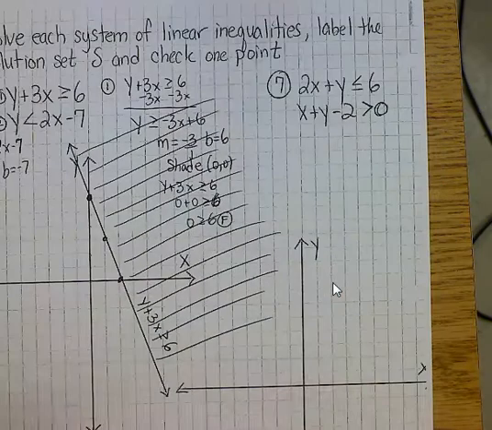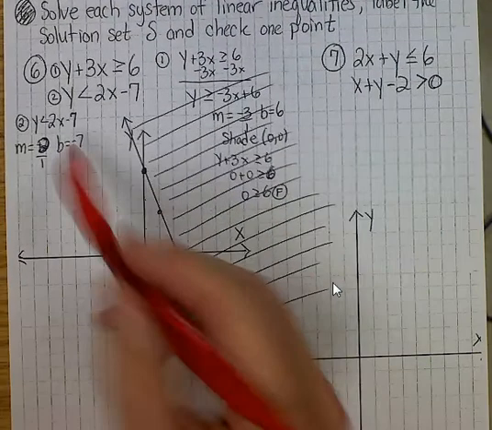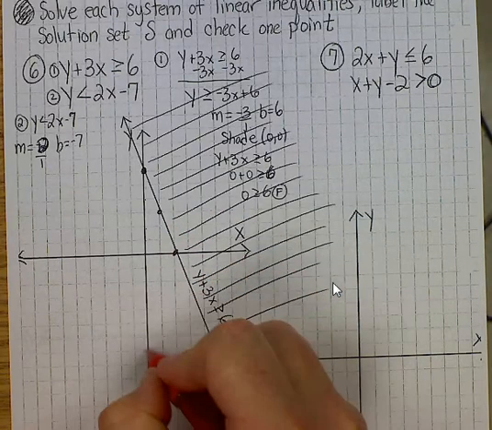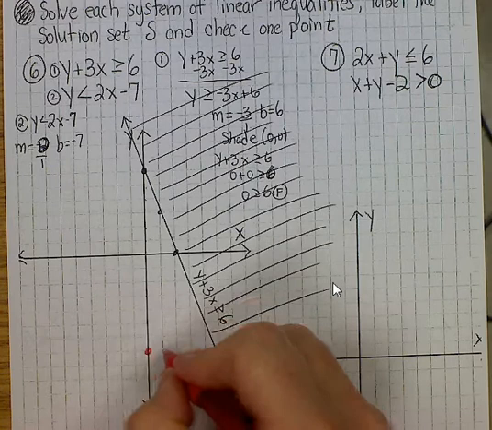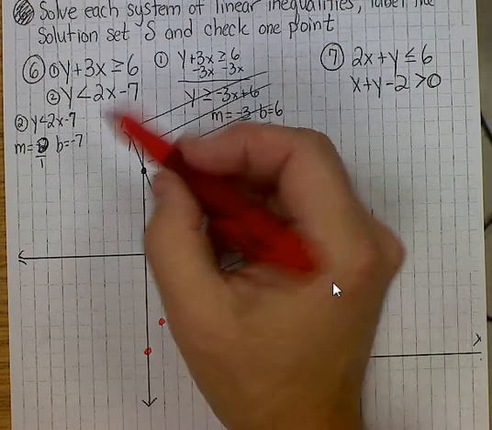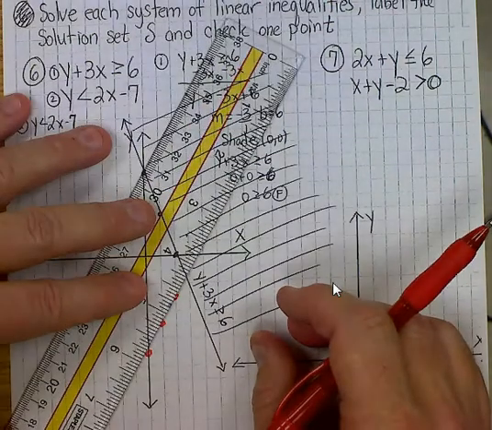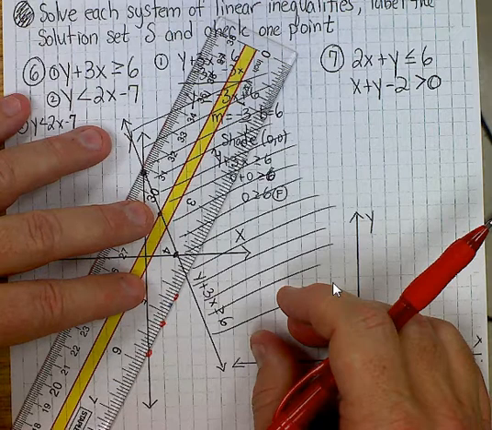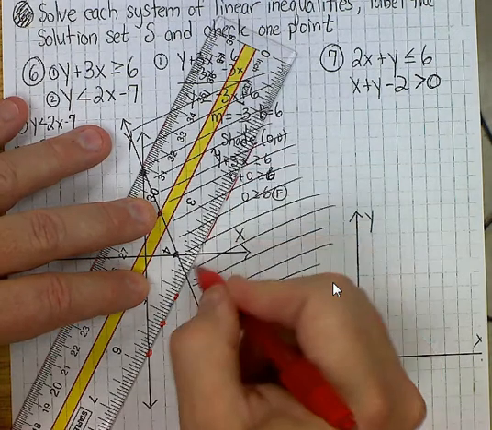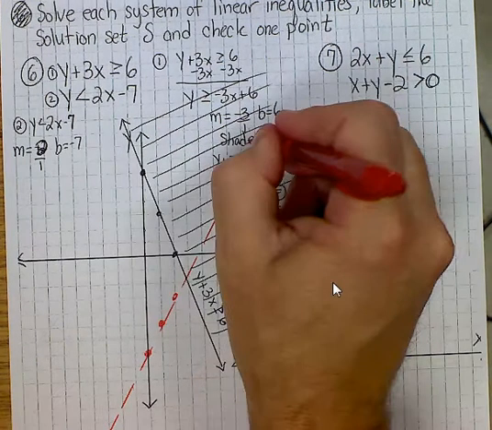All right, next graph I'm going to do in red. So here we go. My y-intercept is negative 7. 1, 2, 3, 4, 5, 6, 7. There's my point. I'm going to go over 1 and up 2. Over 1 and up 2. In the second equation, it's strictly less than, so I never say the word equal to, so it's a dashed line all the way through the plane. Arrows on the end.